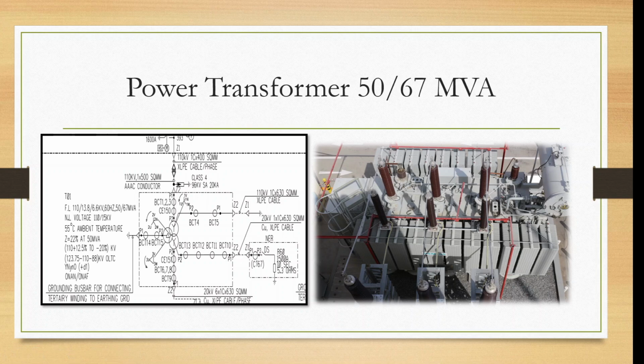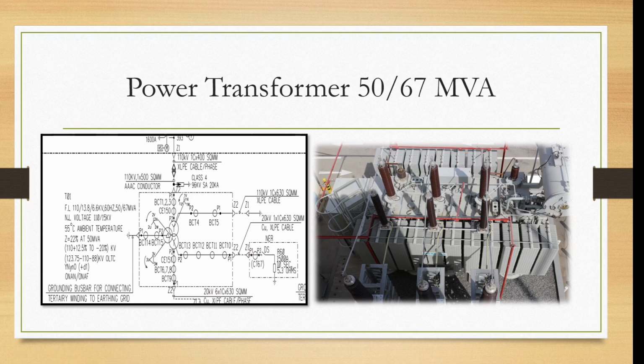So now you can see also here one delta. This is called the tertiary winding, and it also has some protection CTs. So let us go and read this part. This is the main part of the transformer showing its rating characteristics.